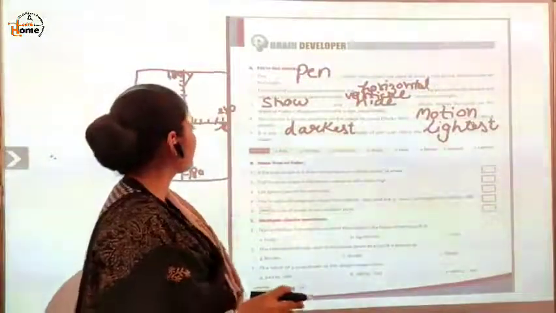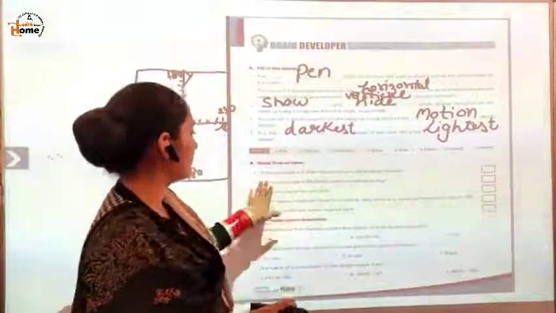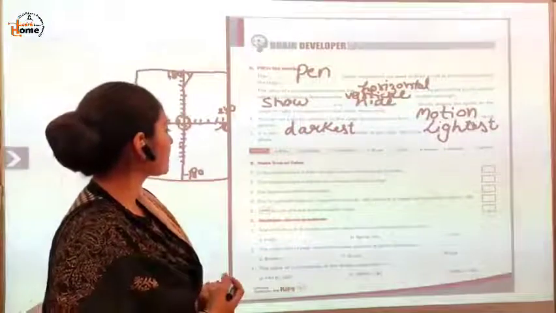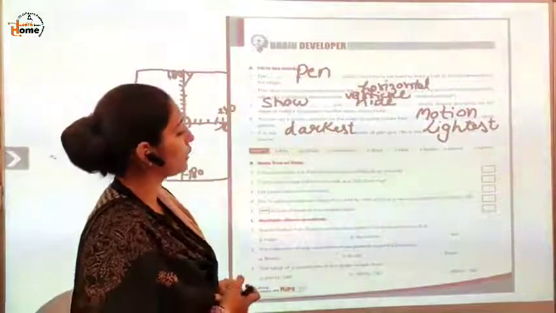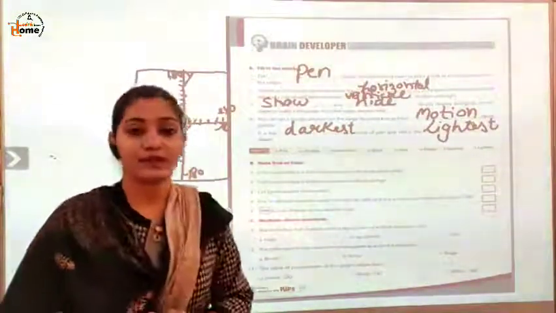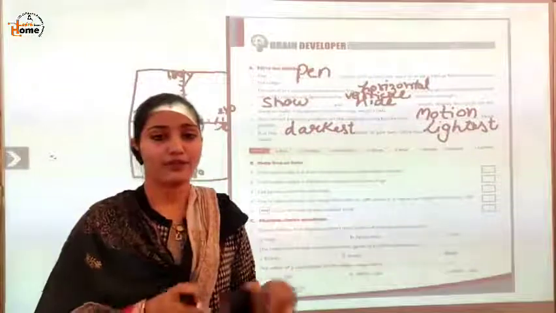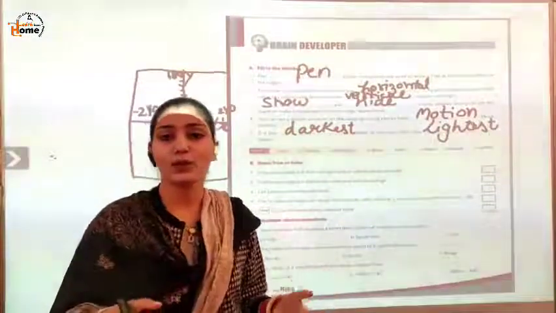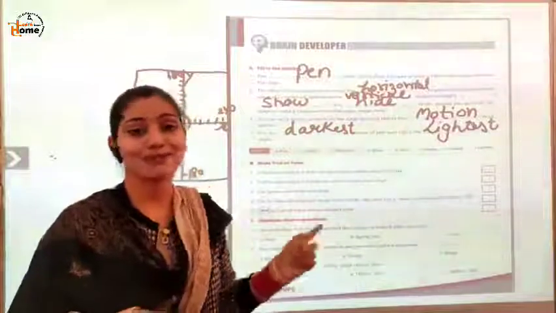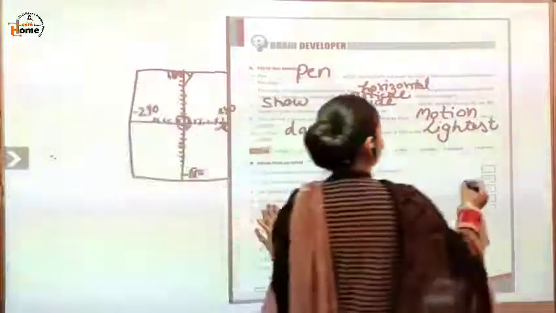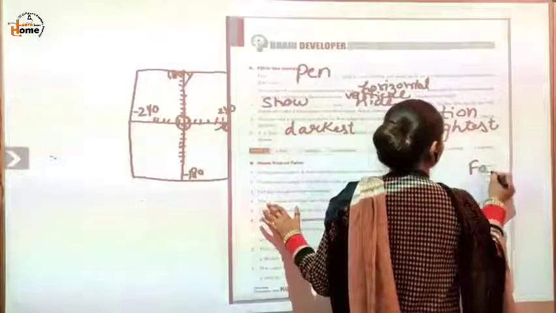Next, state true or false. Okay, answer the first true or false. If the pen shade is 0, then the pen color will be closer to white. Is it so? If the pen shade is 0, then the pen color will be close to black, not white. So this is false. Okay? This one is false.